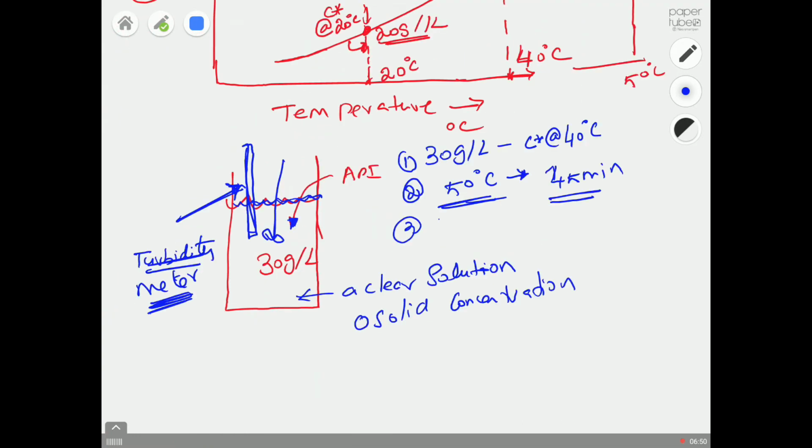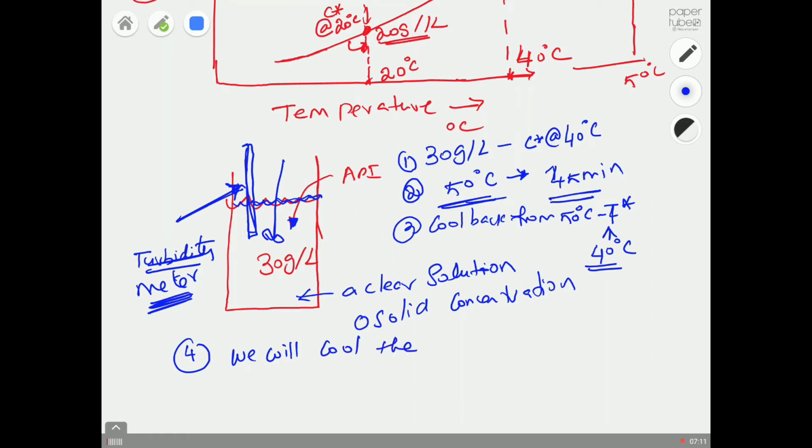So third, cool back from 50 degrees centigrade to your saturation temperature, which is nothing but 40 degrees centigrade. And then from there, the fourth step, we will cool the solution. We don't fix an end point. We will just cool the solution at a fixed cooling rate, say like 1 degree centigrade per minute.